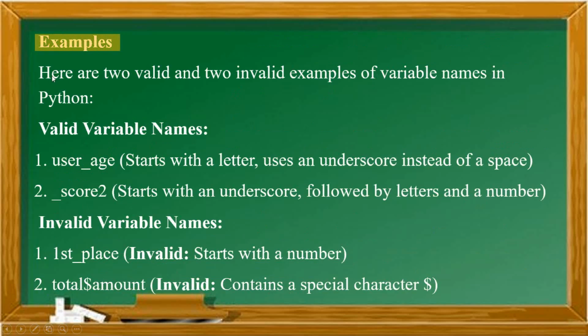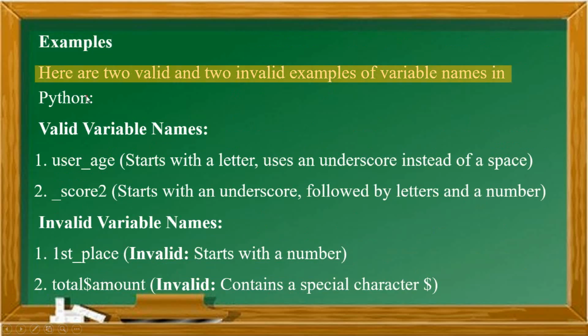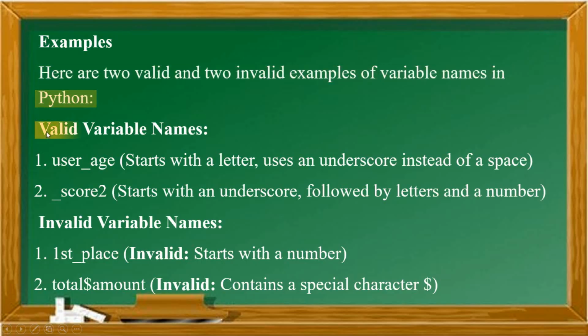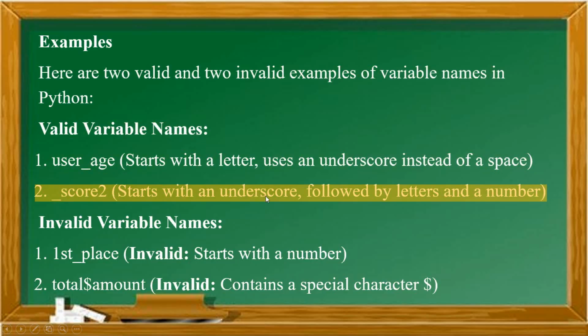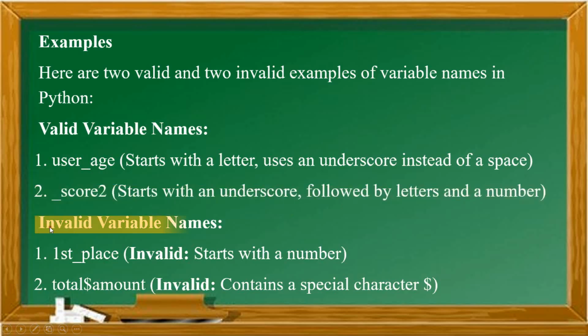Examples. Here are 2 valid and 2 invalid examples of variable names in Python. Valid variable names. user_age: starts with a letter, uses an underscore instead of a space. _score2: starts with an underscore followed by letters and a number. Invalid variable names. 1_place: invalid, starts with a number. total$amount: invalid, contains a special character, $.